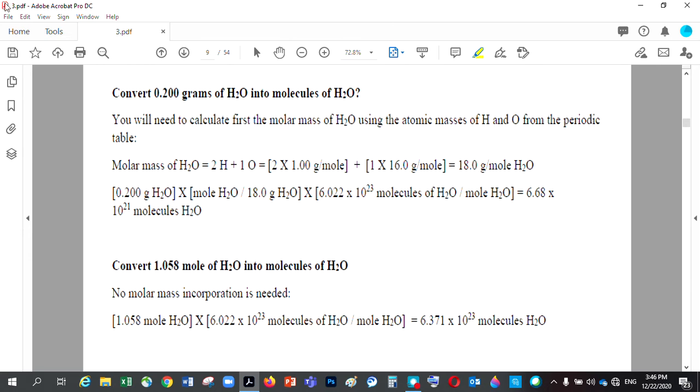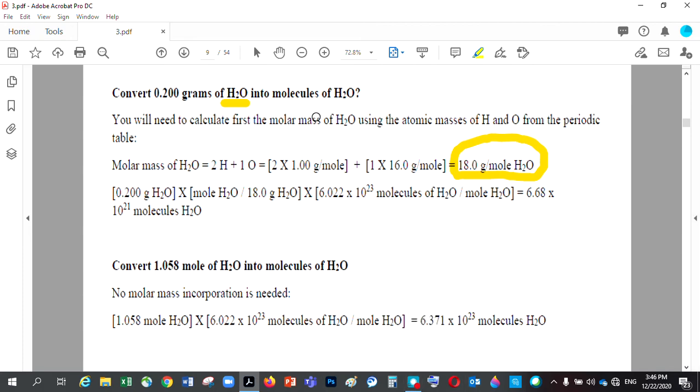Now another example. Let's convert 0.200 grams of H2O into molecules of H2O. Here is the same thing, but here we have H2O. Then I have to calculate the molar mass of H2O. So I have to go through the molar mass of H2O first to get the moles. From moles, then I can go further. So here it is, the H2O molar mass: 2 hydrogens, 1 oxygen. 2 multiplied by 1.00 gram per mole for hydrogen, and 1 multiplied by 16.0 gram per mole, that's the atomic mass of oxygen. It adds up to 18. The molar mass of H2O is 18.0 gram per mole.